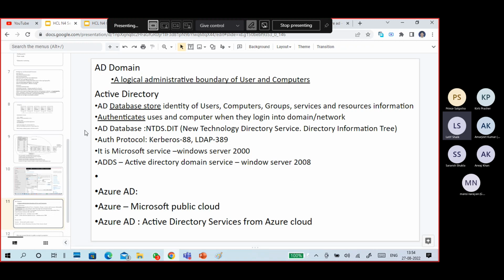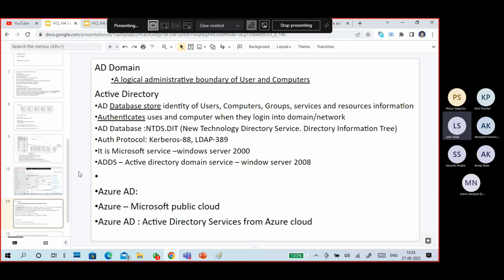So there are two important things about Active Directory. The common thing is that it is a Microsoft service, of course, but the important two things are: the Active Directory database stores information of identity of users, computers, groups, services, and resources, and it authenticates users when they log into the domain. Two things it will do: store the user information and authenticate users. Very simple, right? The database name is NTDS.DIT, and the authentication protocol is Kerberos, of course. So that is Active Directory Domain Services.